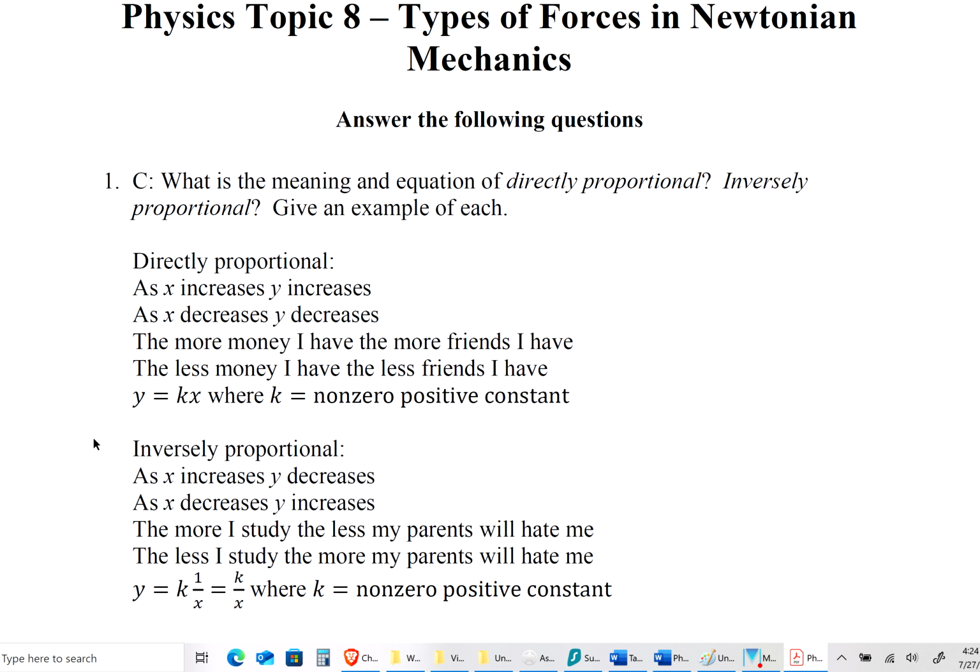Directly proportional means as x increases, y increases, and as x decreases, y decreases. An example would be: the more money I have, the more friends I have. Also, the less money I have, the less friends I have. An equation for that would be y equals kx, where k is a non-zero positive constant.